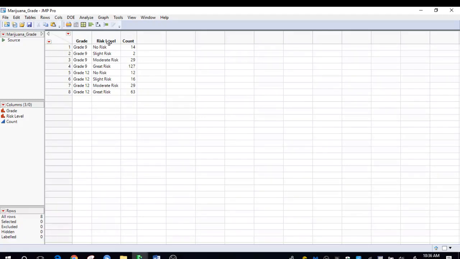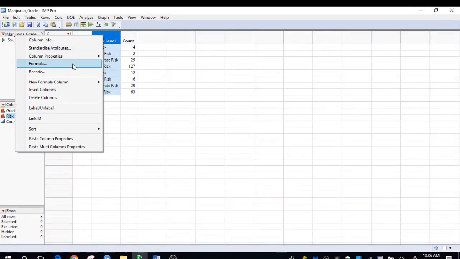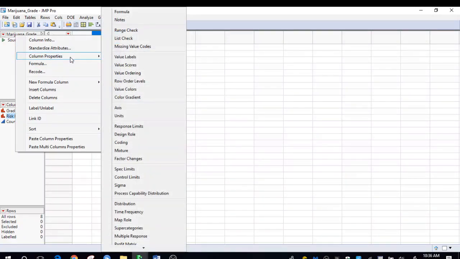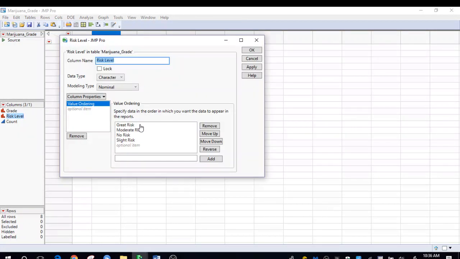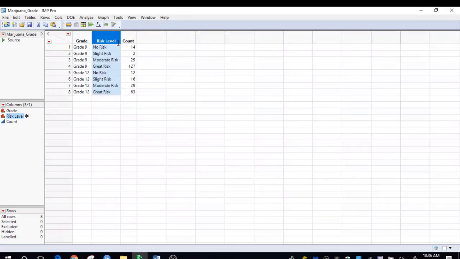The first thing that I'm going to want to do is order these risk values. They have a particular order, and we're going to want to maintain that when we're doing our plotting. So to do that, again, we just do a value ordering underneath our column properties. So we'll bring that menu up. Put these in the correct order, so no risk is where it starts, then slight risk, moderate risk, and then great risk. So now when we do our plotting, those will be in the right order.